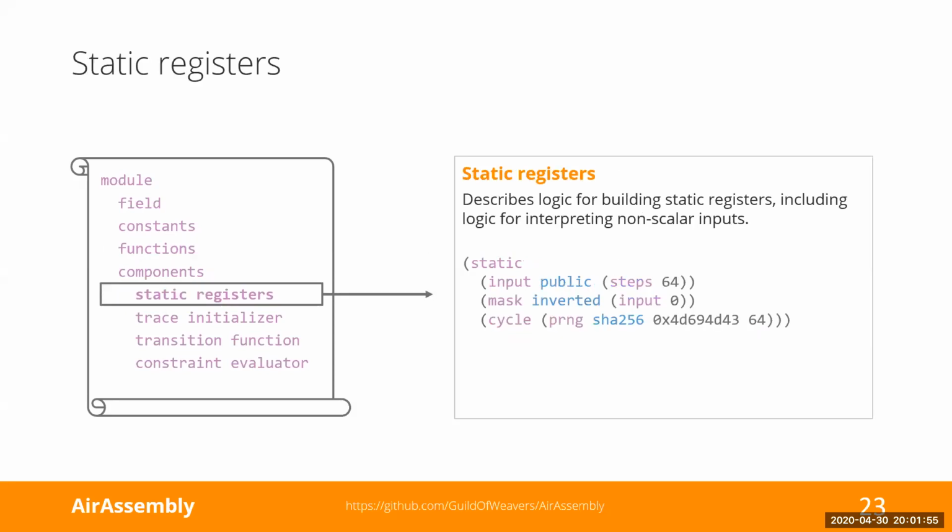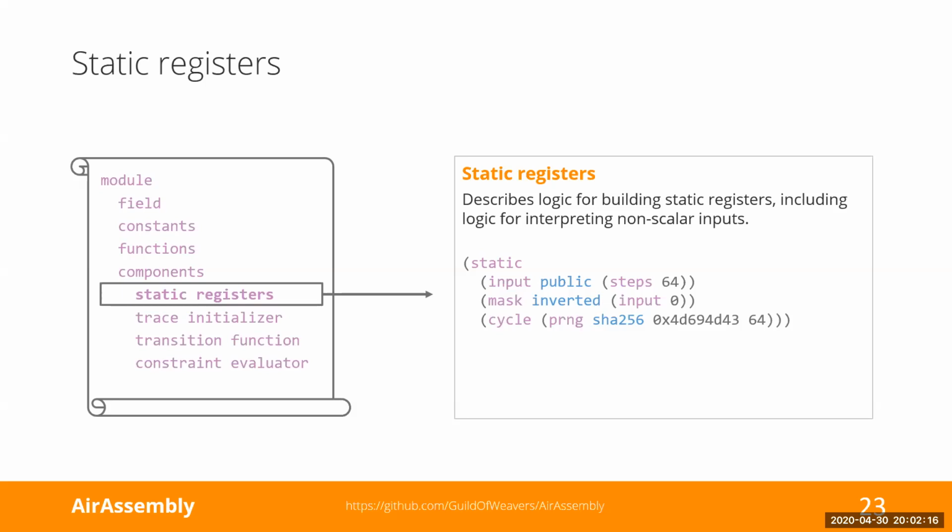And then within each module you can have multiple components, and the component is a specific computation. So you can think about it as like AIR for a hash function could be one component, or AIR for verifying a Merkle proof can be another component, and you can have many components within a module. And each component has different transition functions and different constraint evaluations and so forth.